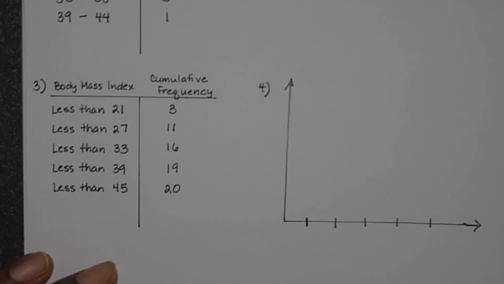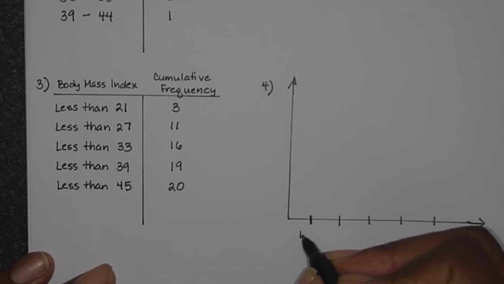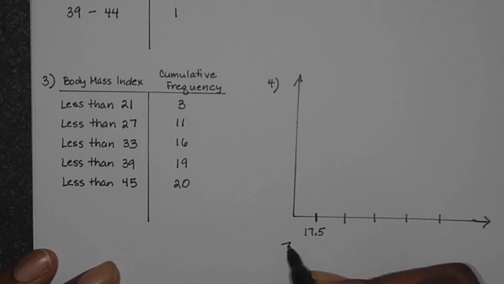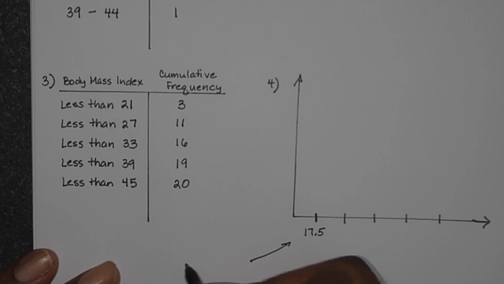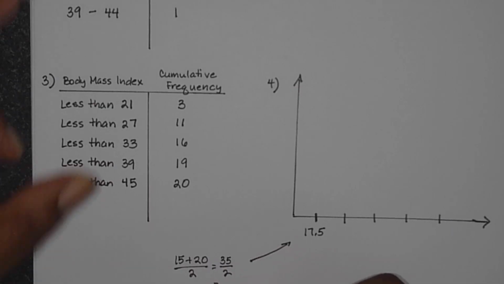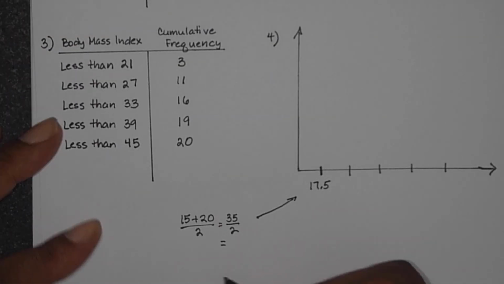It's 17.5. And I'll even write this off to the side here. 15 plus 20, divide that by 2. That'll be 35 over 2, which is 17.5.